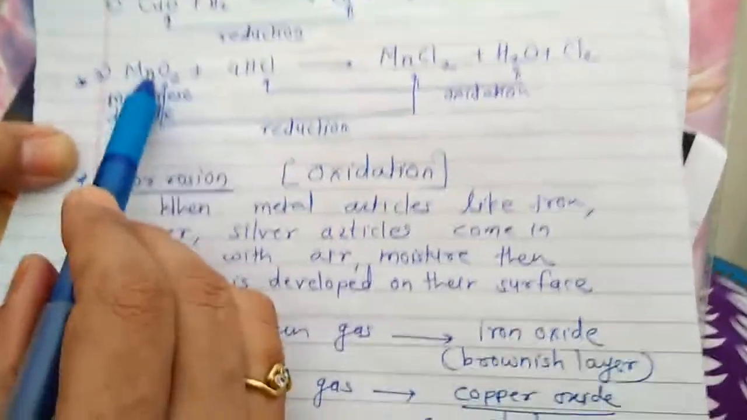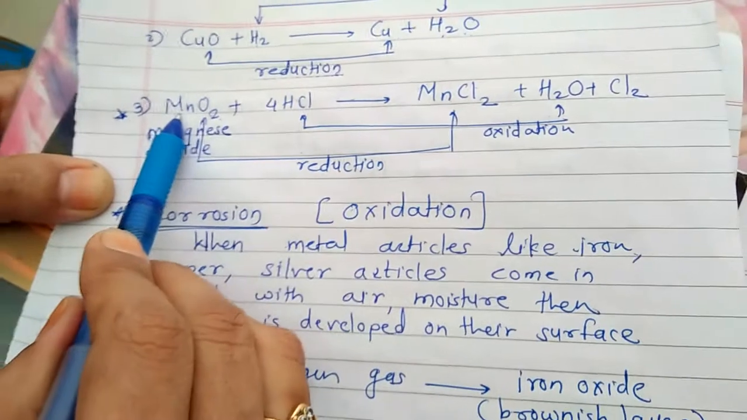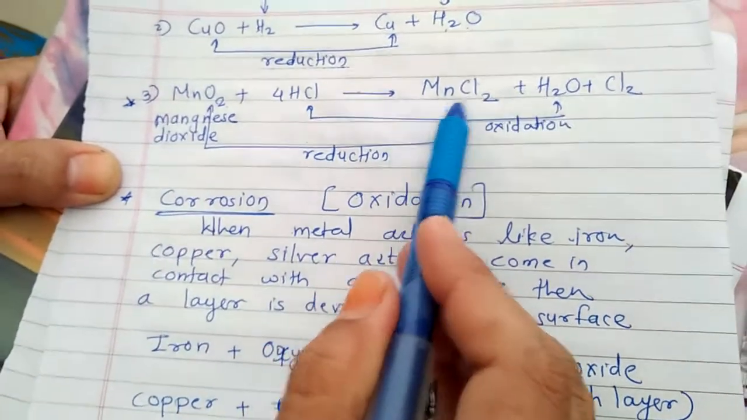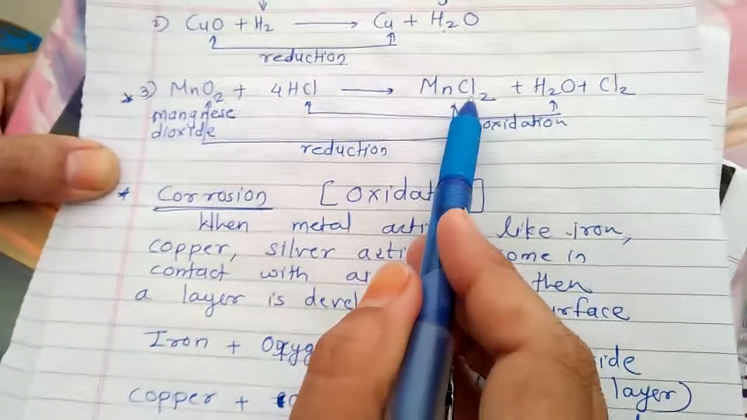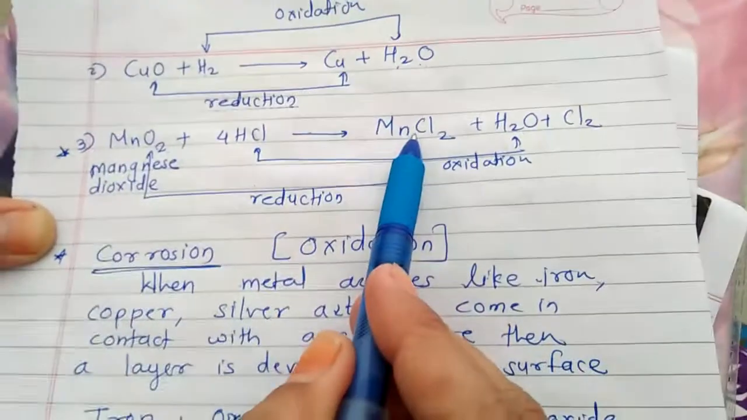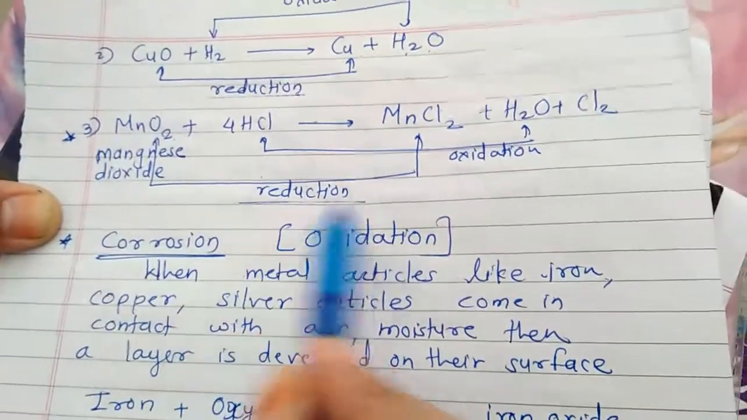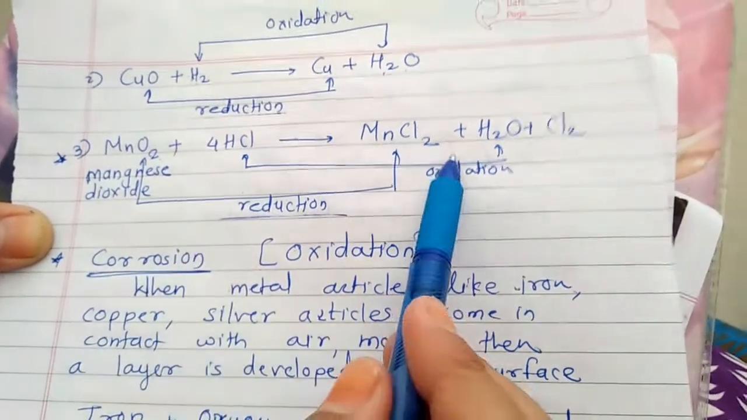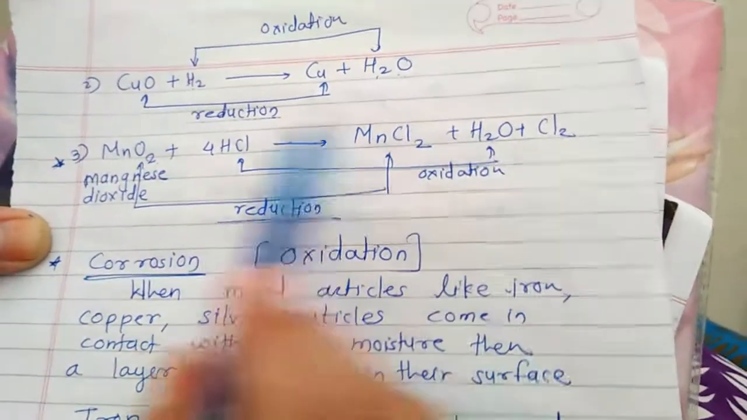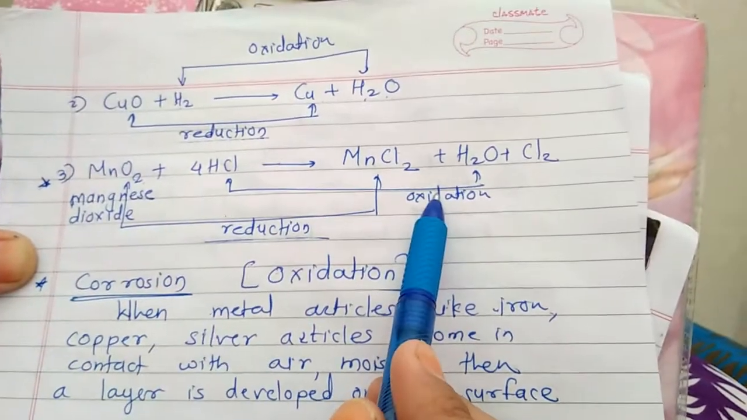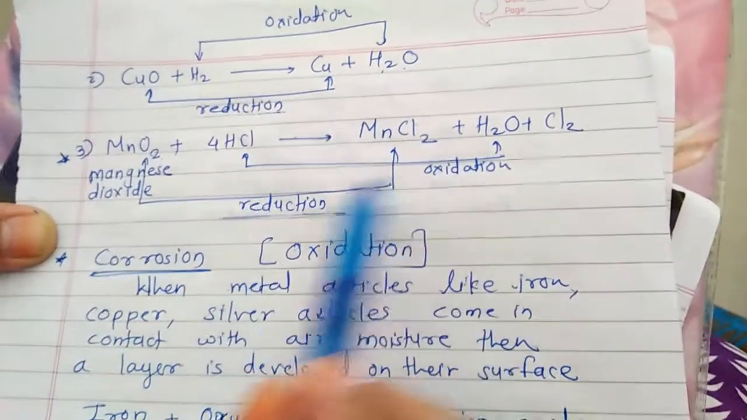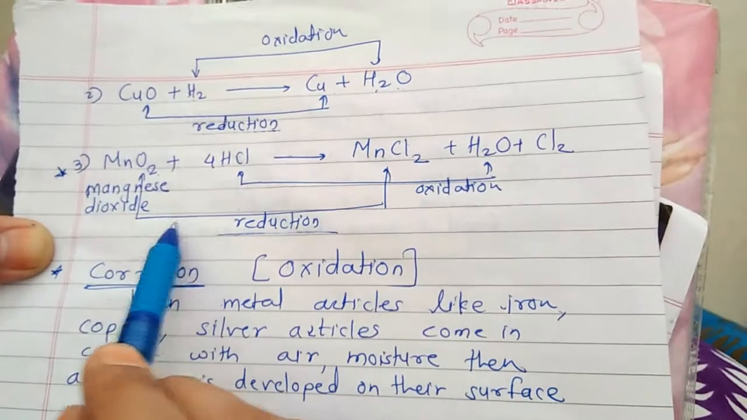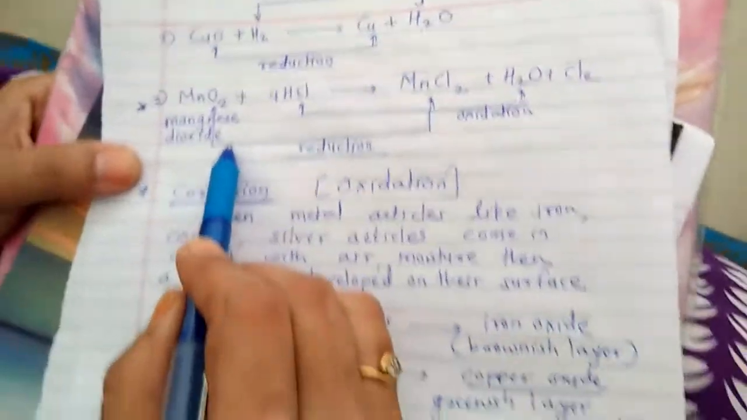Now here we have manganese dioxide, and from manganese dioxide we get MnCl2, manganese chloride. Here oxygen is removed, which means it is reduction. And here we have HCl, which is getting converted into H2O, meaning oxygen is added, so it is oxidation. So oxidation and reduction take place simultaneously, so it is a redox reaction.